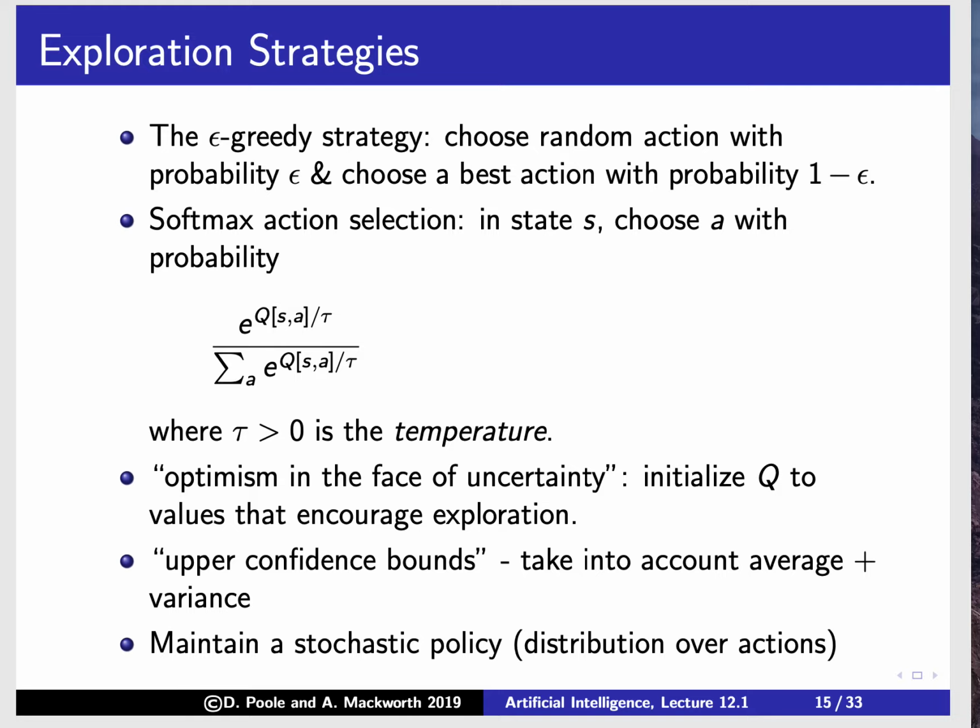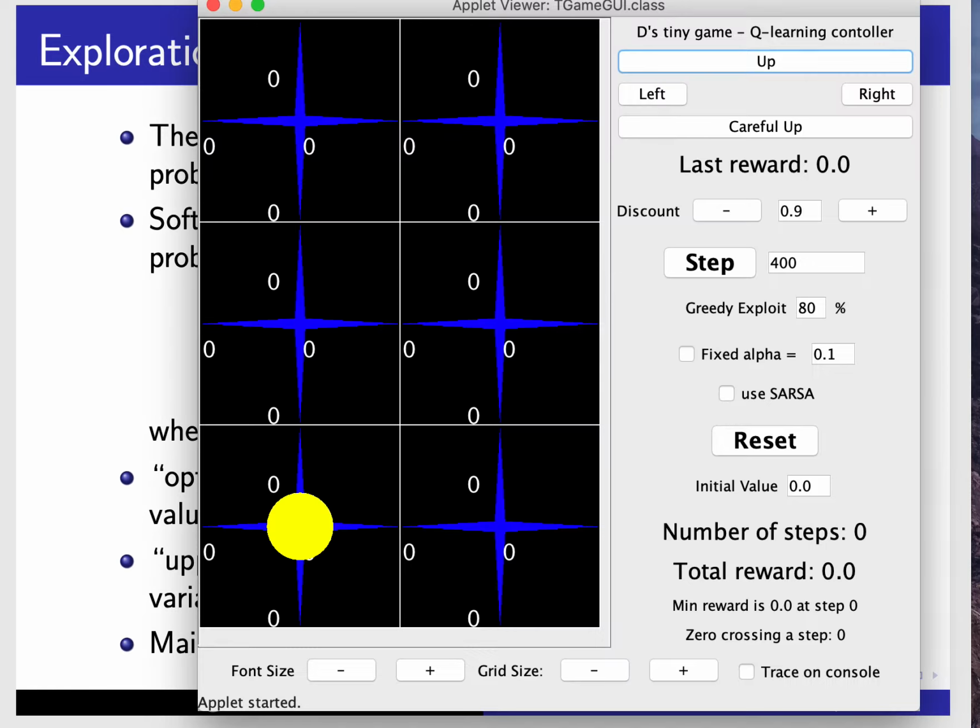So let's go look at this running. Alright, here's a tiny game. There are 6 states, 1, 2, 3, 4, 5, 6. Each of those squares is a state. In each state there are 4 actions, and that's all the agent knows. It just knows there are 6 states and 4 actions, and it knows what state it's in. I've named the actions and put them in 4 arrows, but they're called up, left, right, which you might expect. But the bottom one's called careful up.